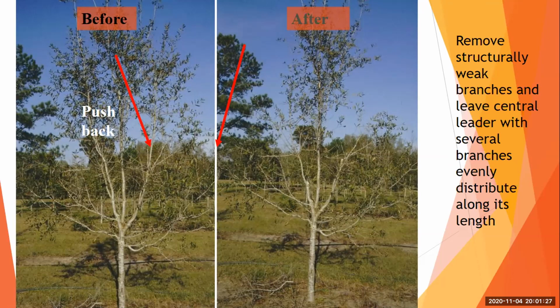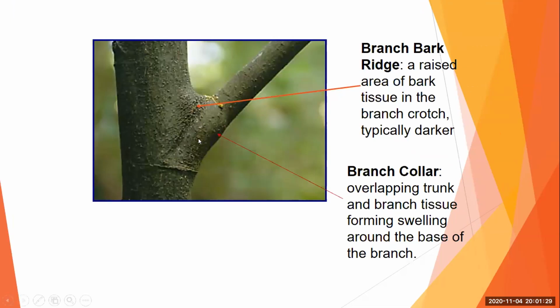Okay, all right, so some terminology. This is the branch collar here, and this is the branch bark ridge. The collar is overlapping trunk and branch tissue that form this swelling here. So here you have a branch and the trunk tissue, they grow in the same place. This is the collar. And the ridge is a raised area that differentiates the branch.